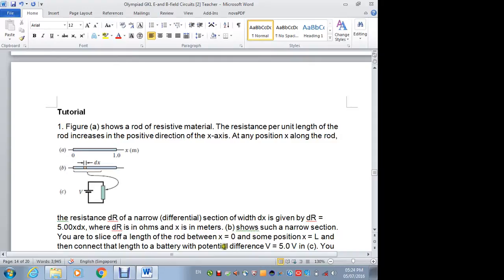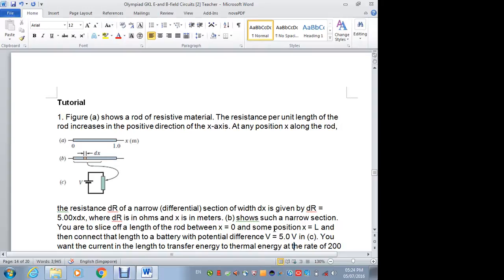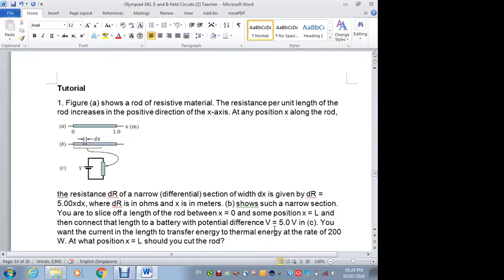Such a narrow section. You have to slice off a length of the rod between 0 and some position x equal to L, which you don't know, right? So probably it's between 0 to 1 meter, right? And then connect the length to a battery with PD 5 volt in C. Okay. You want the current in the length to transfer energy to the thermal energy at the rate of 200 watts. That means you want the power dissipated in the resistor to be 200 watts. At what position x equal to L should you cut? Okay. So answer should be somewhere between 0 to 1 meter.